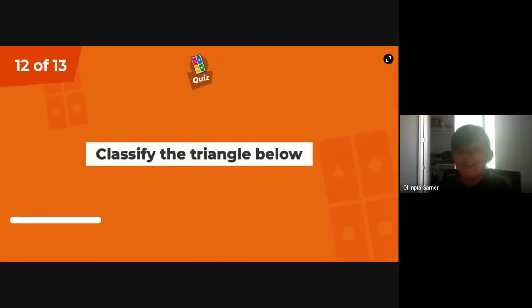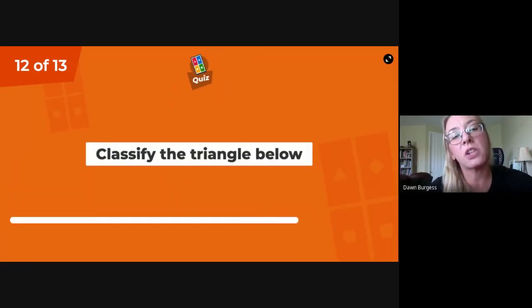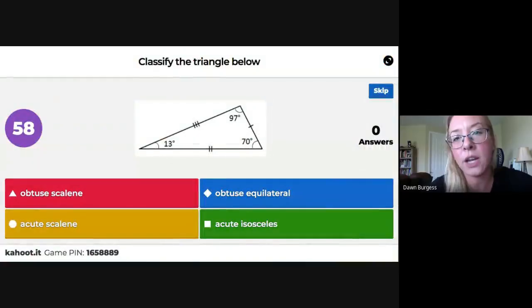Okay, 12 of 13. There's only 2 more questions left. I know we're running over a little bit, but that's okay. All right, look at this triangle below, and we're going to classify it. The angles are 97, 70, and 13. Look at the angles first and decide what type of triangle it is. Then look at the lengths of the sides. Remember that when they're congruent, those little lines will match up.